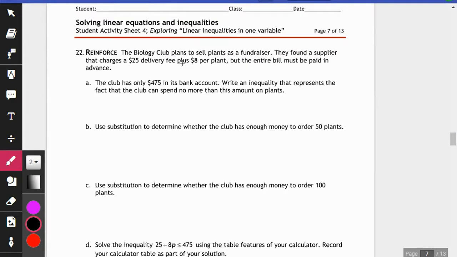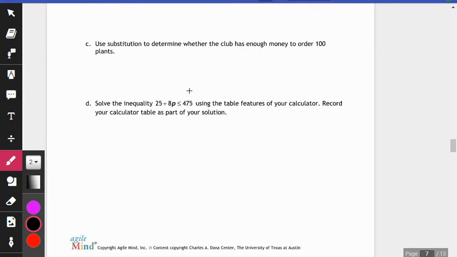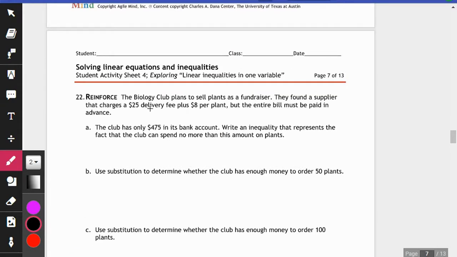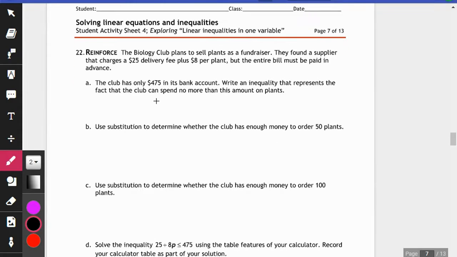Okay, let's do this one and then I'll take another short break, I think. The biology club plans to sell plants at a fundraiser. They found a supplier that charges a $25 delivery fee plus $8 per plant, but the entire bill will be paid in advance. They have $475 in a savings account. We want to find out, just say they can spend no more than $475 on plants.